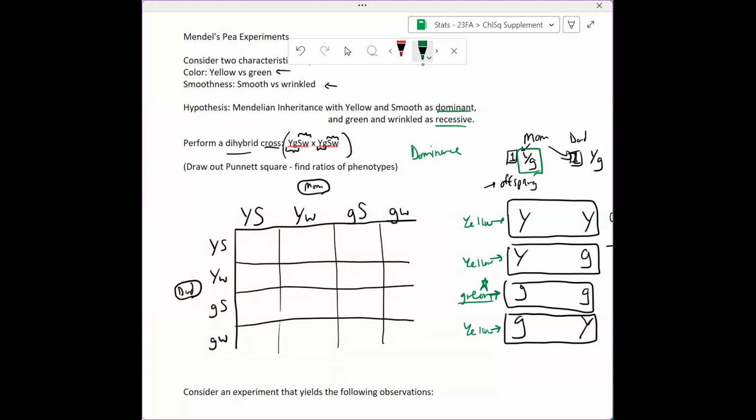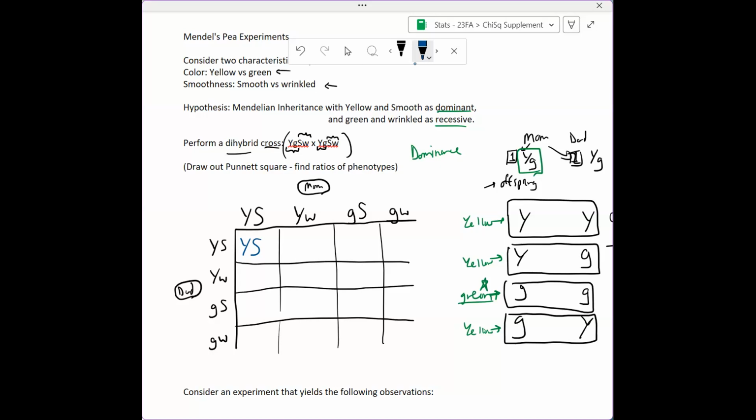So Mendel could look at the phenotypes. He could look at the color of the peas and the smoothness of the peas and make some inferences. So what phenotypes would we get here? What would the look or the trait of the pea be if we had the top left genotype? Yellow smooth from mom and yellow smooth from dad. Well, then the phenotype is yellow smooth. The offspring gets two yellows and two smooths, so of course yellow smooth.